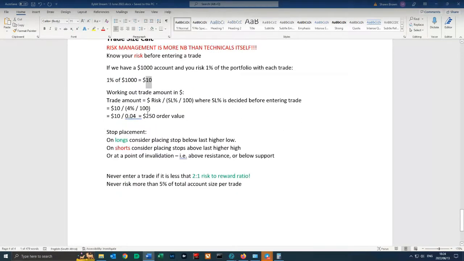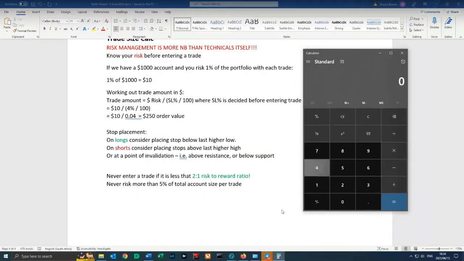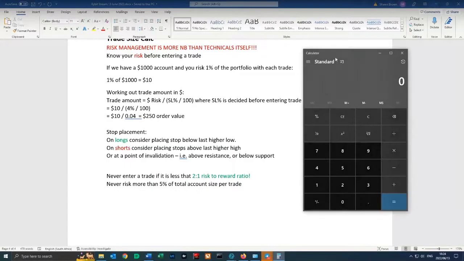So to work out my trade amount, I've got to take my dollar risk, which is $10, divided by my stop loss divided by 100. We said my stop loss is 4%. If I am going to trade Bitcoin, if we come back to the screen, you can see my stop loss, 4% there, and my risk to reward ratio is a 5.91. Then to work out my trade size, if the price retraces to 21,868, I know that I'm going to lose $10.